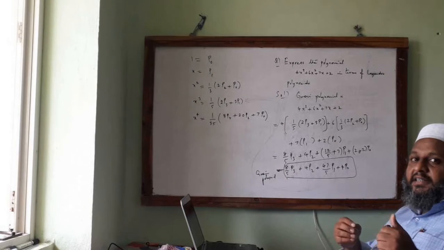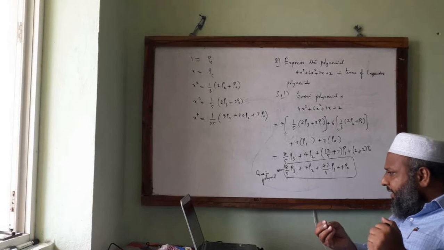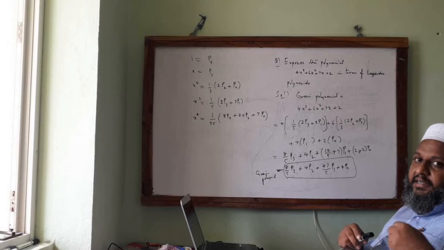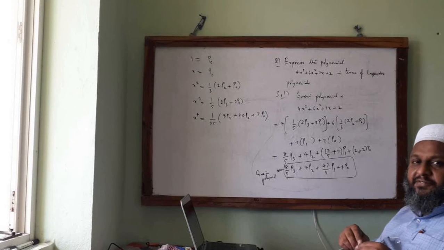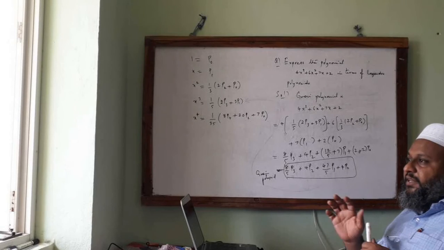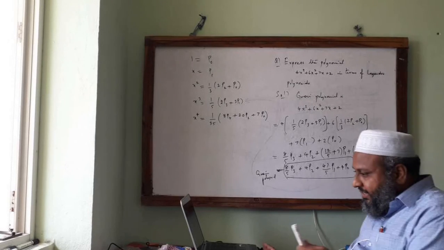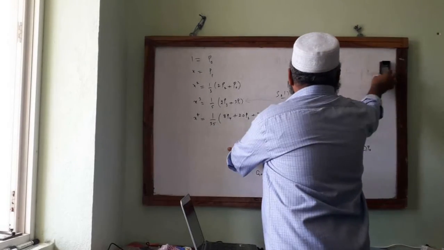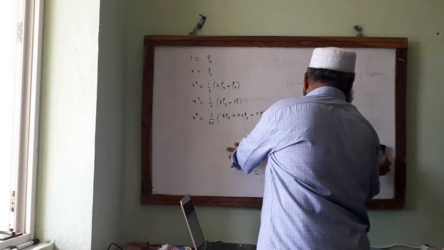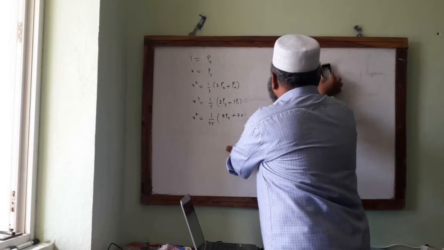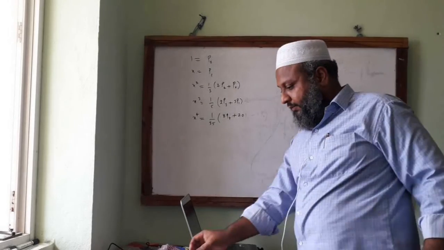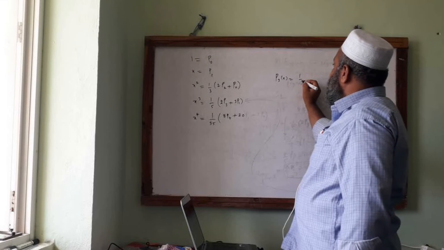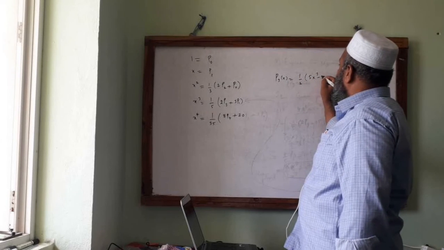In addition to this, I would like to give some hints. It will take some time, 2 or 3 minutes, or maximum 5 minutes. It will be beneficial for you in the next competitive examinations. I'll give some hint for this one. Do you know what P3 of x is? P3 of x is 1 by 2 times of 5x cube minus 3x.